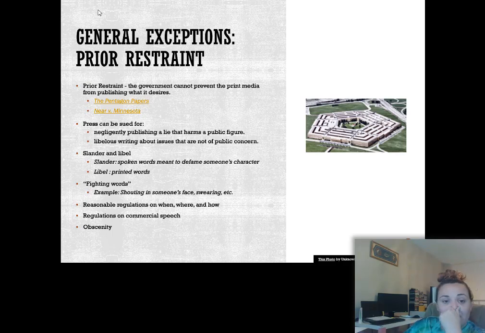The Pentagon Papers were during the Vietnam era and were classified material that got leaked out to the general public, especially to the media, Washington Post and New York Times.